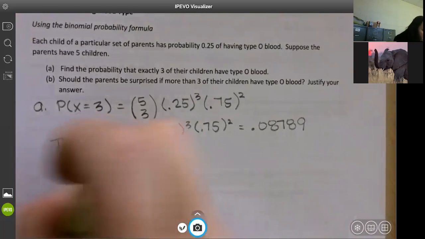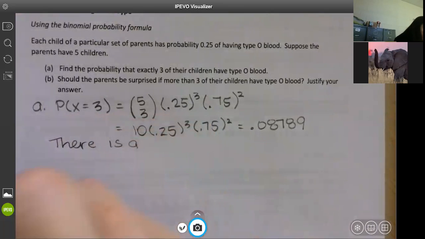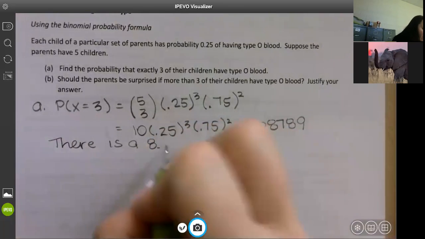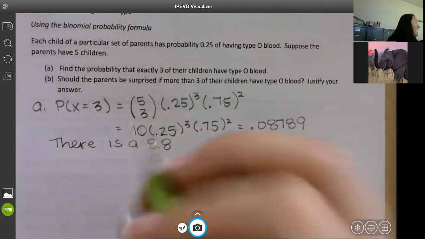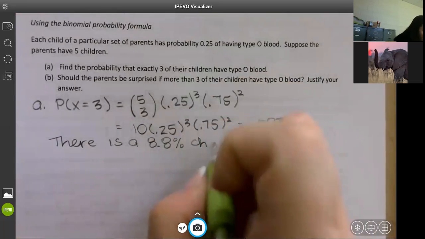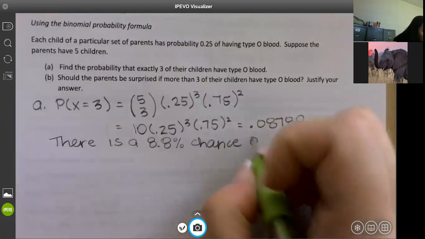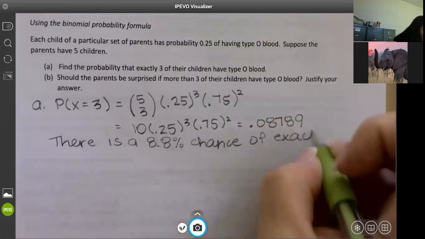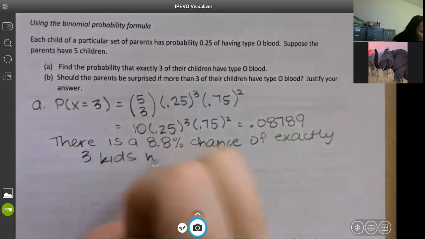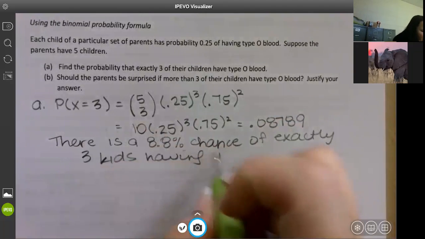There is what? About a 9%. I'm going to go ahead and put 8.8. You can say about 9. That is perfect. About an 8.8% chance of exactly 3 kids having type O.